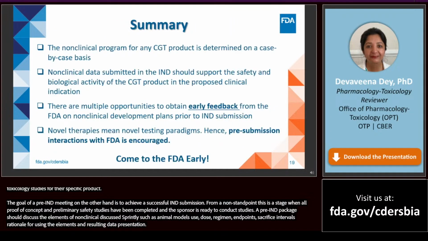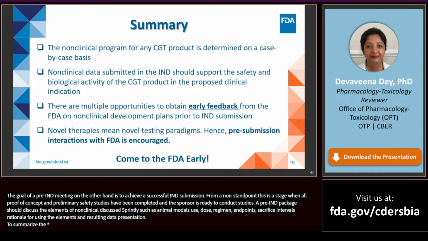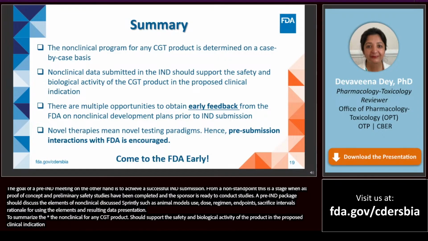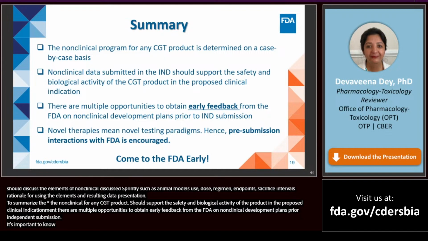To summarize, the non-clinical program for any CGT product is determined on a case-by-case basis. Non-clinical data submitted in the IND should support the safety and biological activity of the CGT product in the proposed clinical indication. There are multiple opportunities to obtain early feedback from the FDA on non-clinical development plans prior to IND submission. It is important to note that novel therapies mean novel testing paradigms, and hence pre-submission interactions with the FDA is highly encouraged. So come to us early.